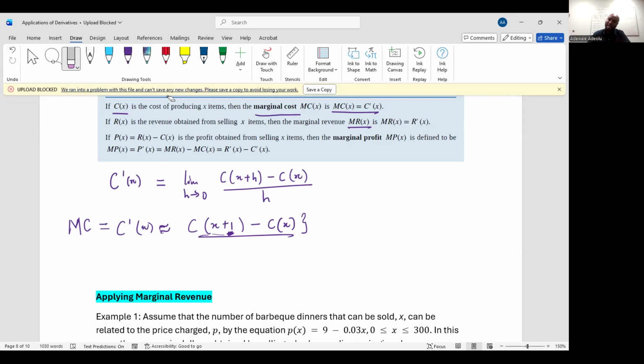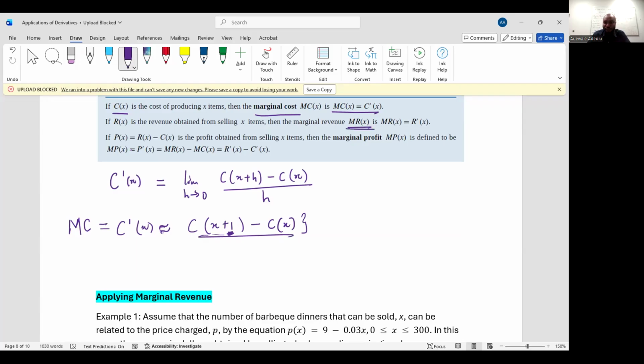Now, we can ask, what is the revenue generated when we sell the next one item? You might ask, why is this important? Why do we care? I will show you a real example to see why we care about this situation, because it helps business owners to make decisions.